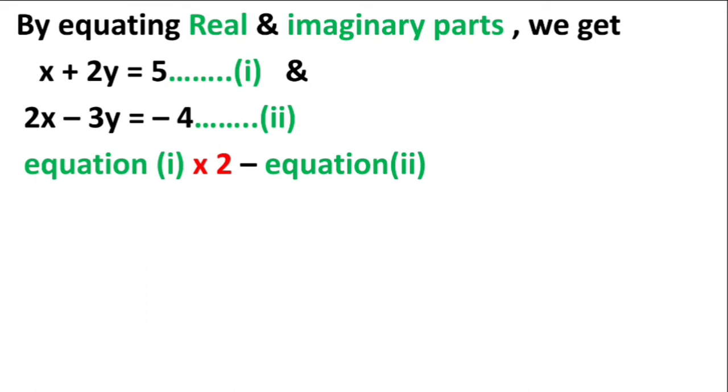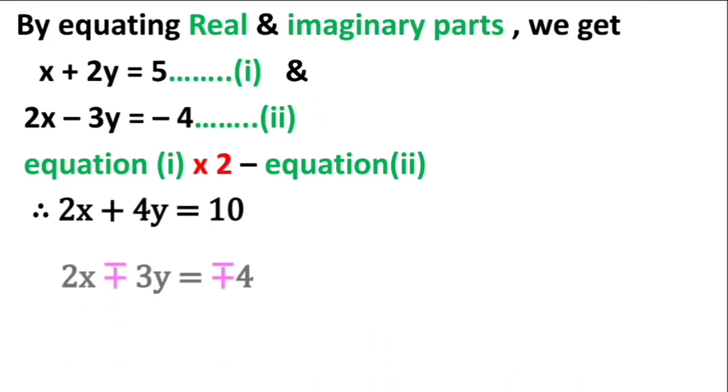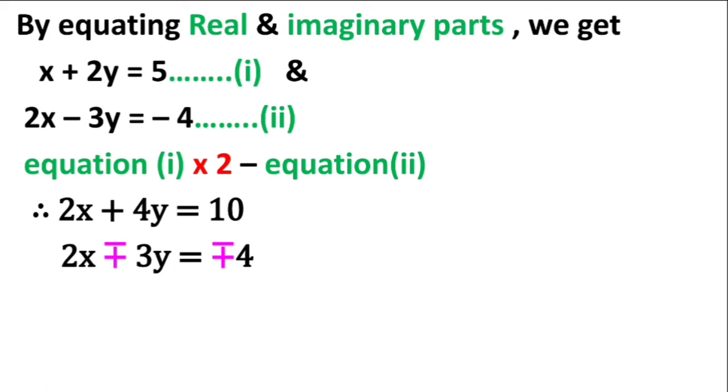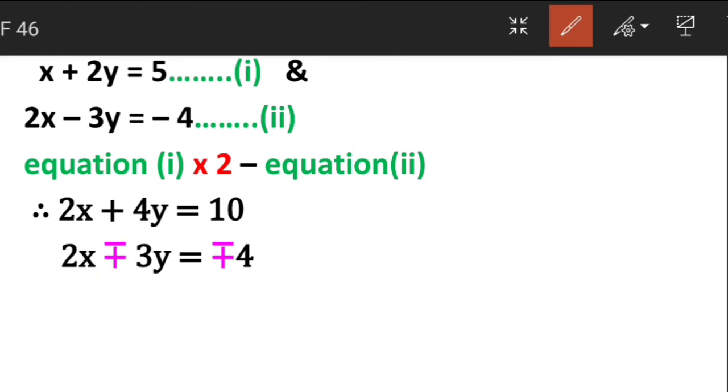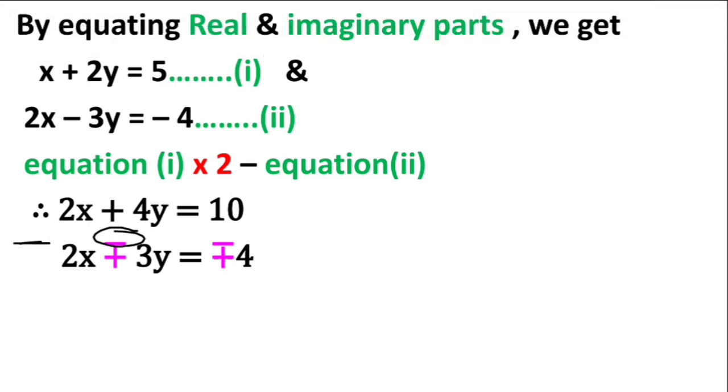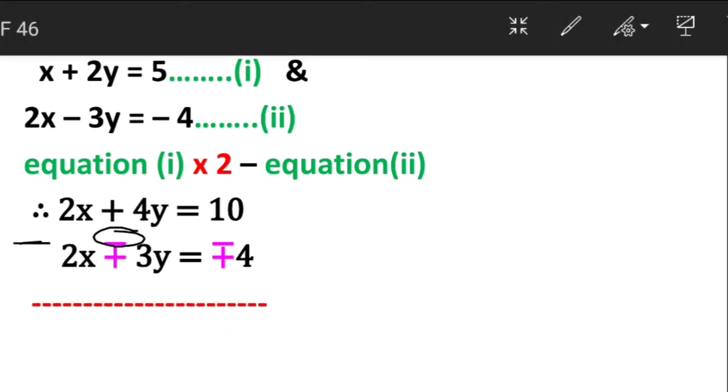Multiply this equation by 2, then you will get 2x plus 4y is equal to 10. 2x plus 4y is equal to 10, and minus 2x minus 3y is equal to minus 4. See here, minus is already there, so don't consider the minus, because we subtract here and have to change the sign. Here we are doing subtraction, so we change the sign here to plus, and this minus 4 also changes its sign and becomes plus.